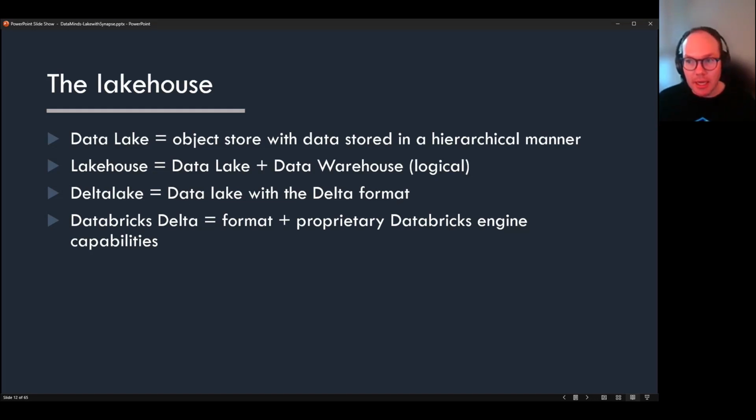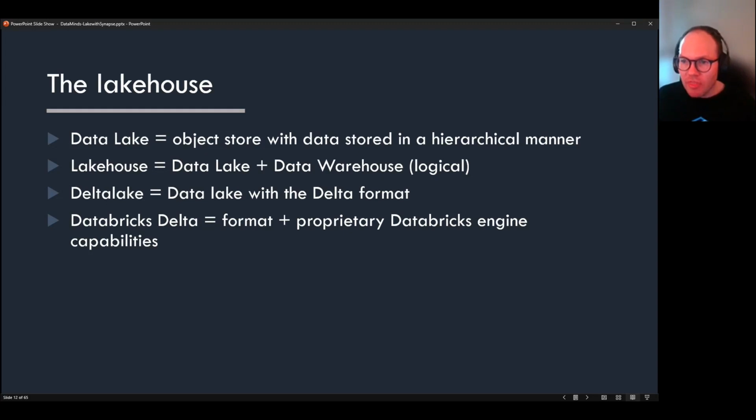So the data lake is really an object store with data stored in a hierarchical manner, right? It's just a place to store data, and it's not a traditional table. It's an object store. So you could put CSVs in there, you could put JSON in there, you could put completely unstructured data, semi-structured data like JSON, or structured data like Parquet. So you can put any one of those files in there, and you're generally doing that in a somewhat hierarchical manner or a structured manner.